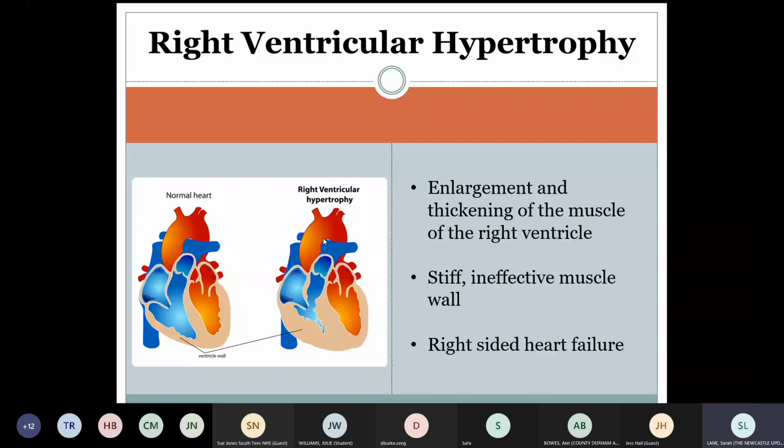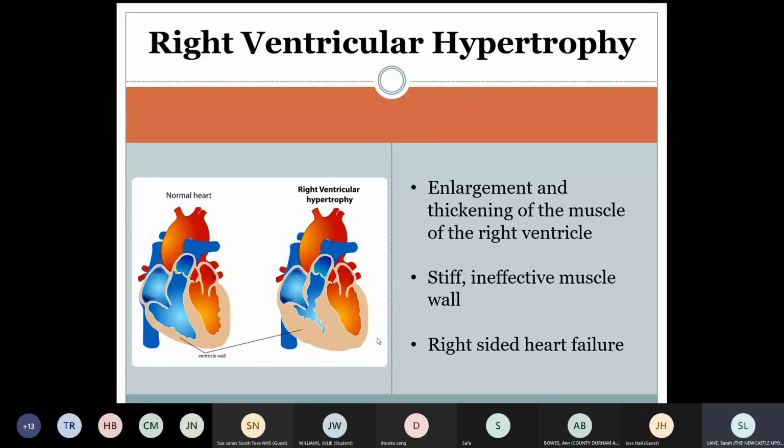And finally, you've got right ventricular hypertrophy. And this really is a consequence of the previous defects. So hypertrophy means enlarged. So the right ventricular hypertrophy refers to the enlargement of that right ventricle. And this occurs because it is a muscle and it is being made to overwork. Again, over time, that right ventricle is going to become quite stiff and it can become quite ineffective.